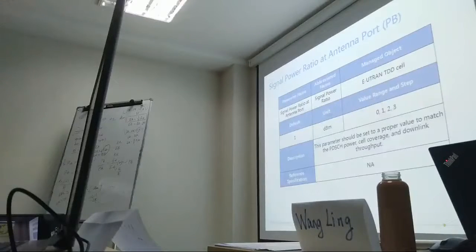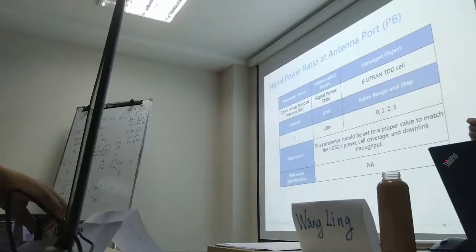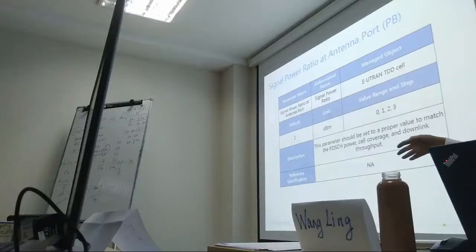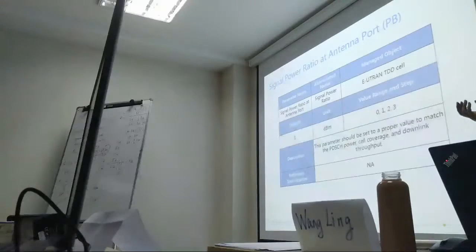In RRC connection setup, we see the PA, but when we check the signaling, we don't find PB. Right? Outside. The PA is a UE-specific parameter, while PB is cell-specific. The cell-level parameters will be contained in the SIBs. This one is in SIB2 because it relates to the channels. This is for the downlink physical channel, the downlink traffic channel.